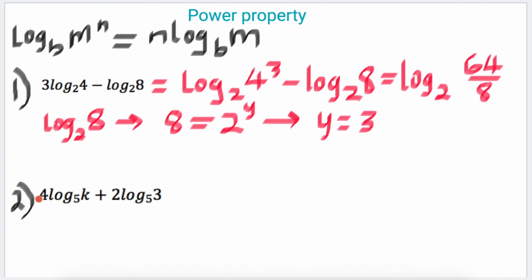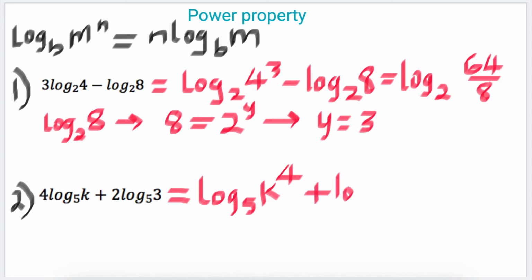In the second math problem, I have 4 log base 5 of k plus 2 log base 5 of 3. So I have exponents and I also have the product property. So I'm going to be combining two properties here. I'll start off by rewriting the first log as log base 5 of k to the power of 4. I just take the coefficient and make it an exponent.